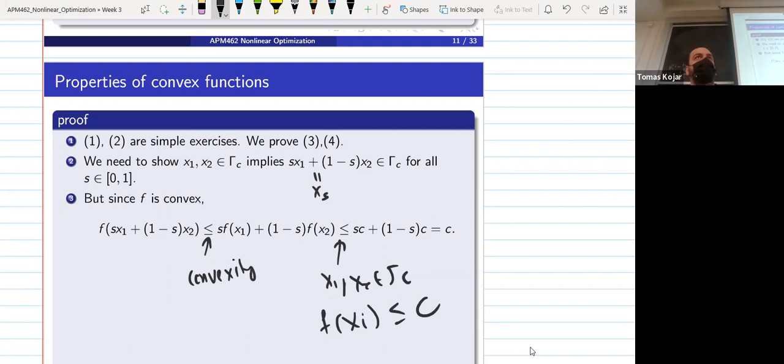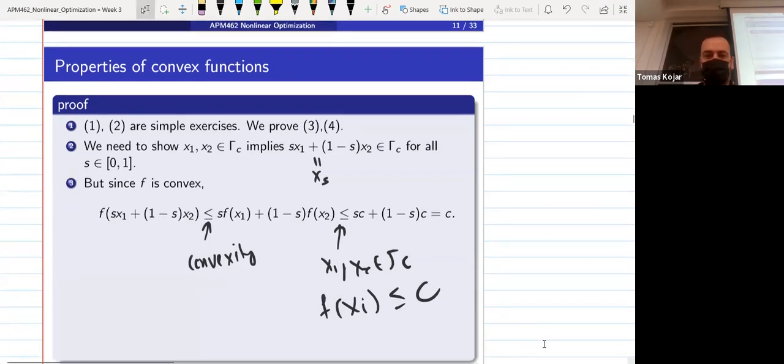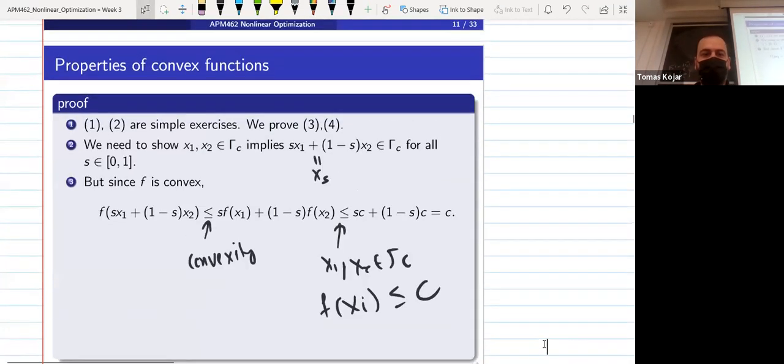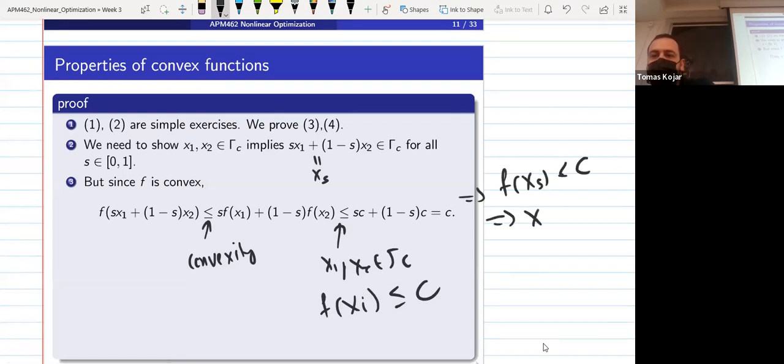Is that okay? Good. So the criterion, anyways, yeah, that was the criterion. So f of x of s is less than C, so x of s is in gamma C. That was the definition of gamma C, the sublevel set C of f. All right, that's good.